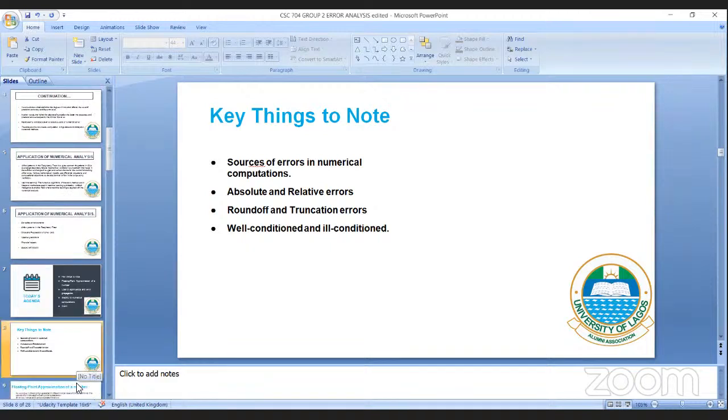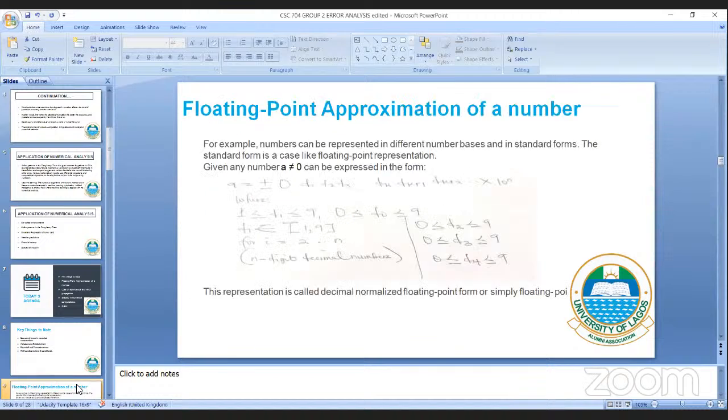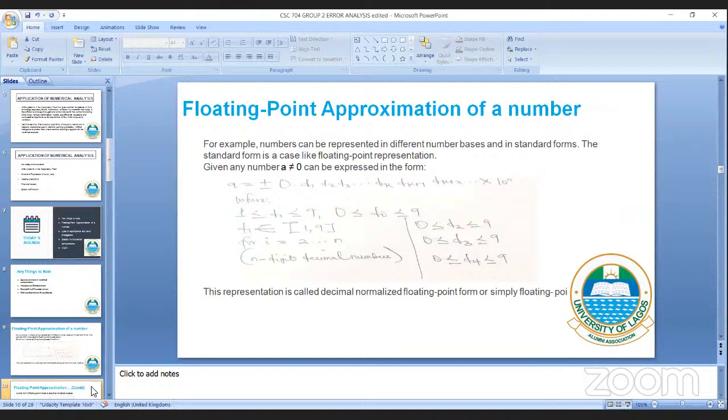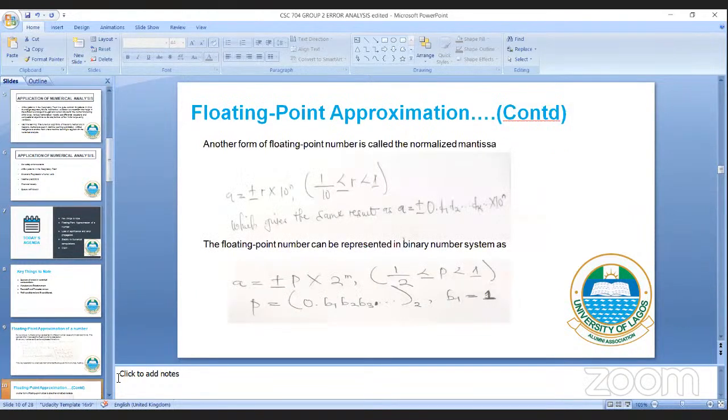Okay, next slide. When we talk about floating point approximation of numbers, we are talking about the representation, which is the decimal normalized floating point form, or simply floating points. Okay, next slide. These are the representations. The next slide shows how the floating point is represented.